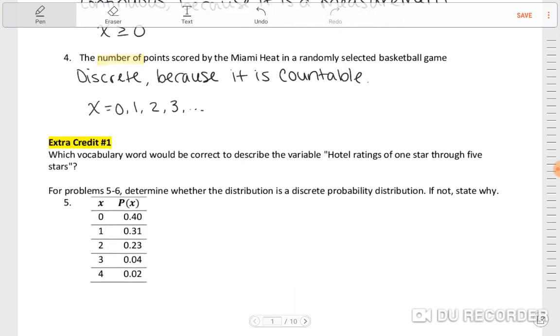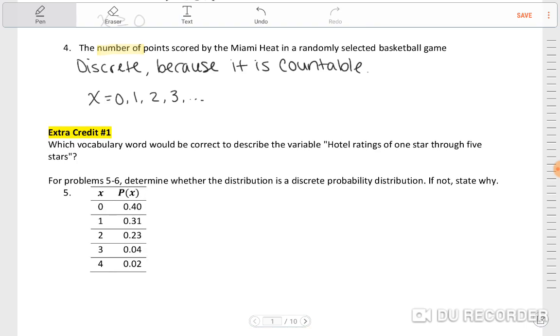Okay, here's your first extra credit question. Which vocabulary word would be correct to describe the variable hotel ratings of 1 star through 5 stars? All you have to give me is the correct word. You don't have to give me anything extra other than what is the word that would describe this. Revisit your chapter 1 notes for that.